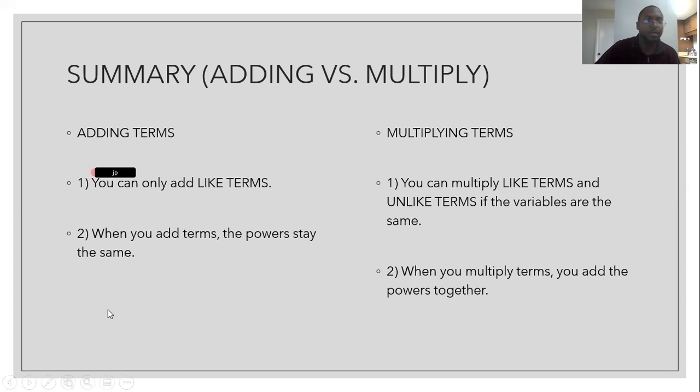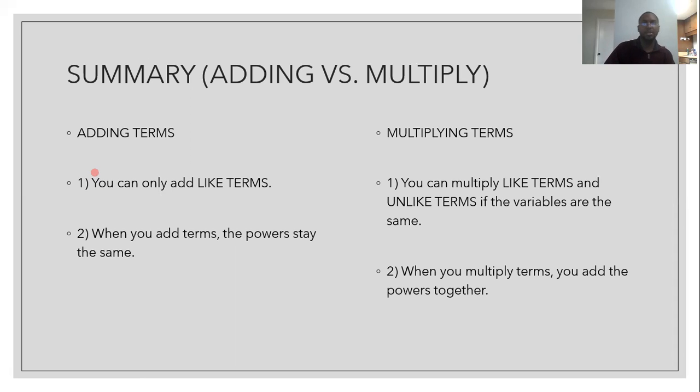Adding versus multiplying. When we add terms, we can only add like terms. When we add terms, the powers stay the same. So 4x plus 3x is 7x. And we can only add like terms. When we multiply terms, we can multiply like terms or even unlike terms.